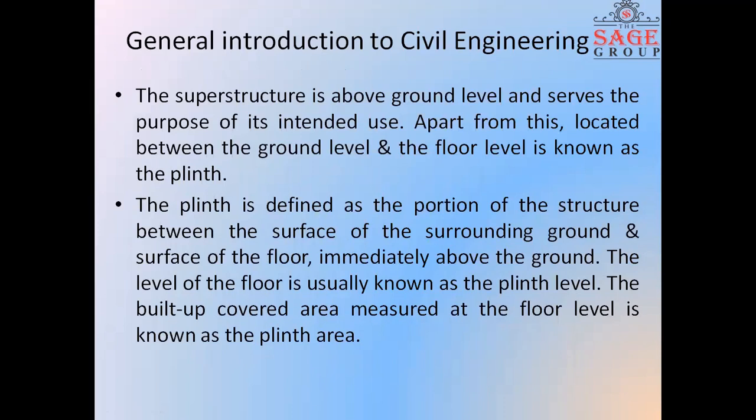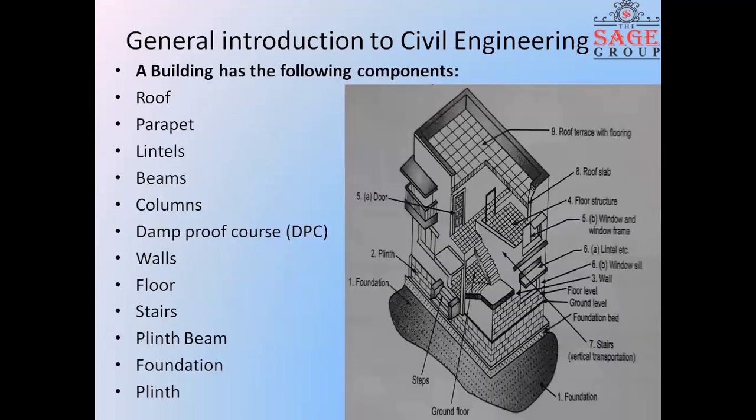Apart from this, the portion located between the ground level and the floor level is known as the plinth. The plinth is defined as the portion of a structure between the surface of the ground and the surface of the floor immediately above the ground. That means it is a beam on which the superstructure work is started, and the overall load of the building rests on it. The level of the floor is usually known as the plinth level, and the built-up covered area measured at the floor level is known as the plinth area.